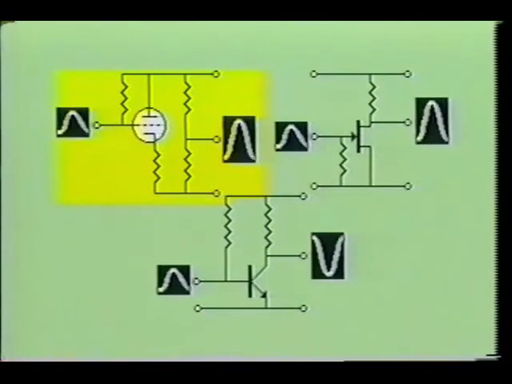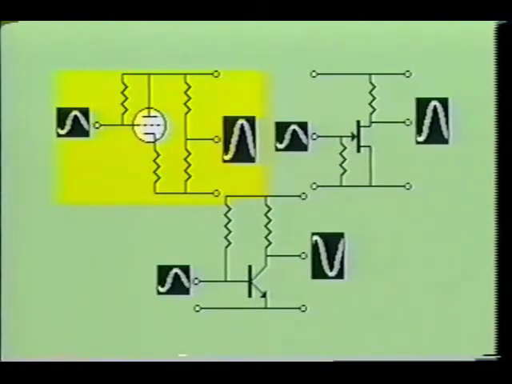The earliest electronic amplifying device was the vacuum tube. The input signal is applied at the control grid, which is placed between the cathode and plate of the vacuum tube. The input signal controls the current flow between the cathode and plate. The large plate current is much larger than the current supplied by the input signal.